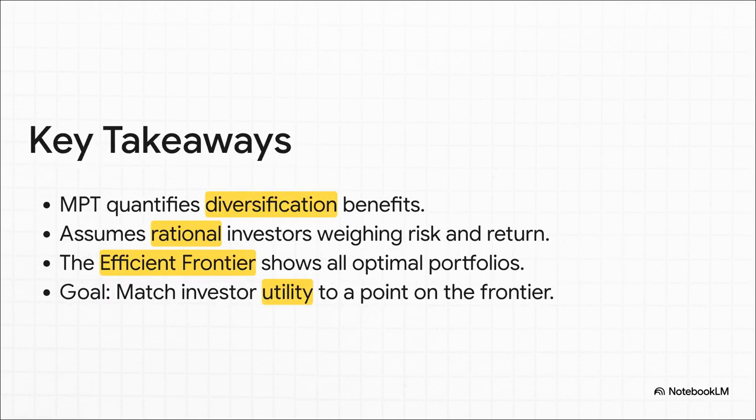So let's boil this all down. Modern portfolio theory is what gives us the actual math behind diversification. It all works based on a model of a rational investor who only cares about risk and return. The key takeaway is the efficient frontier, that curve representing all the best possible portfolios. And the ultimate goal is to find that one sweet spot on the frontier that's the perfect fit for you and your personal tolerance for risk.